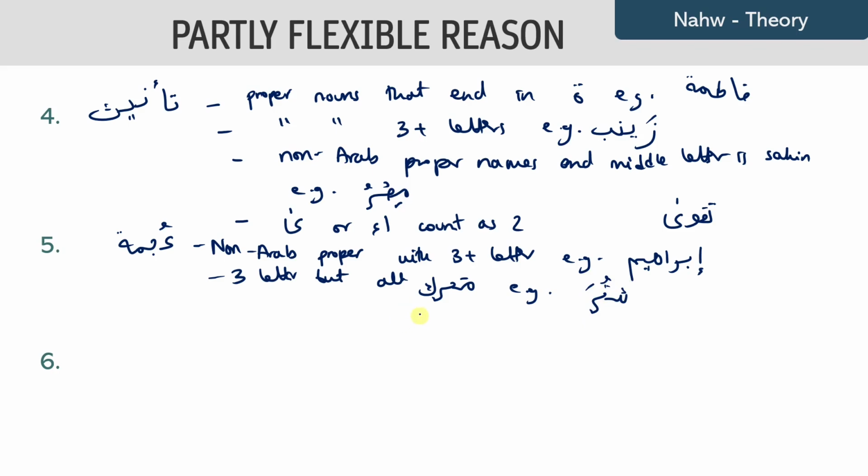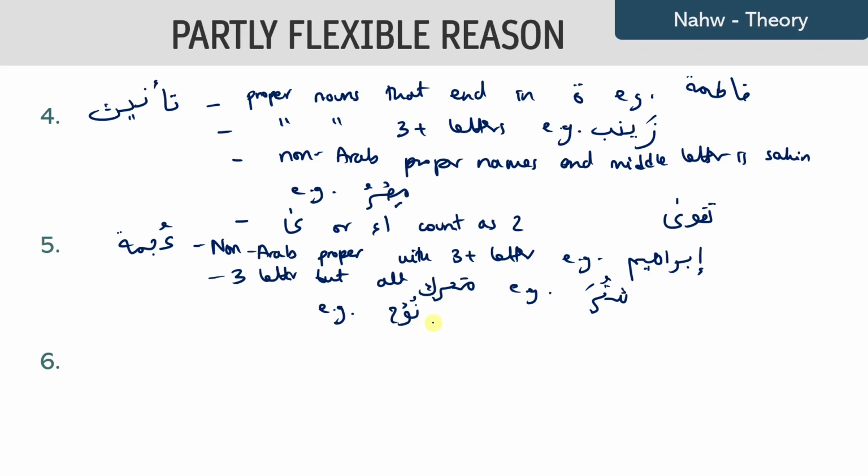However, if it is 3 letters and the middle one is sakin, then it is not considered partly flexible. For example, Nuh. Because Nuh is the name of a non-Arab person, but because there's a sakin in the middle, we do not consider it partly flexible, which is unique because when it comes to ta'nith and it has a sakin in the middle, that counts. But when it comes to rujma, non-Arab proper names, that doesn't count. So you need to make that distinction.